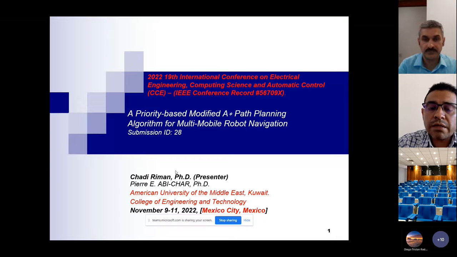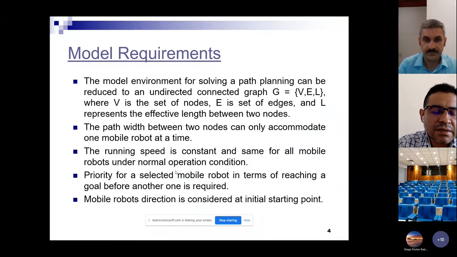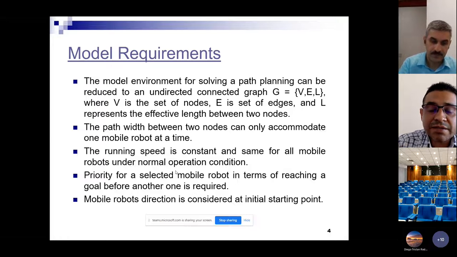Okay. In the meantime, I have two questions. Regarding slide number four, you mentioned that you consider the speed as constant, and you also mentioned that in future work you may work with non-constant speed. How difficult is it to incorporate this issue in your algorithm?